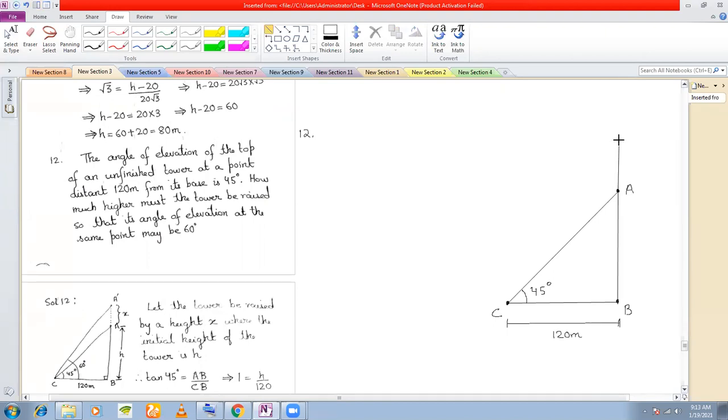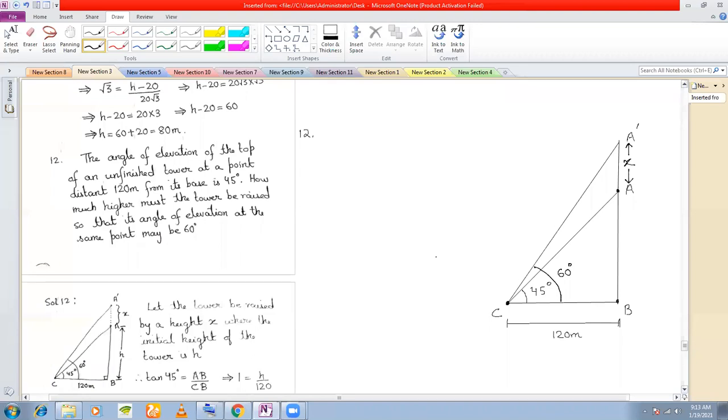Let's say the tower is raised by a height x to a point A dash, such that when observed from the same point C, my line of sight becomes this. Now this angle of elevation changes from 45 degree to 60 degree. Let's say this has been increased by a height x. So you need to find out the value of this x.